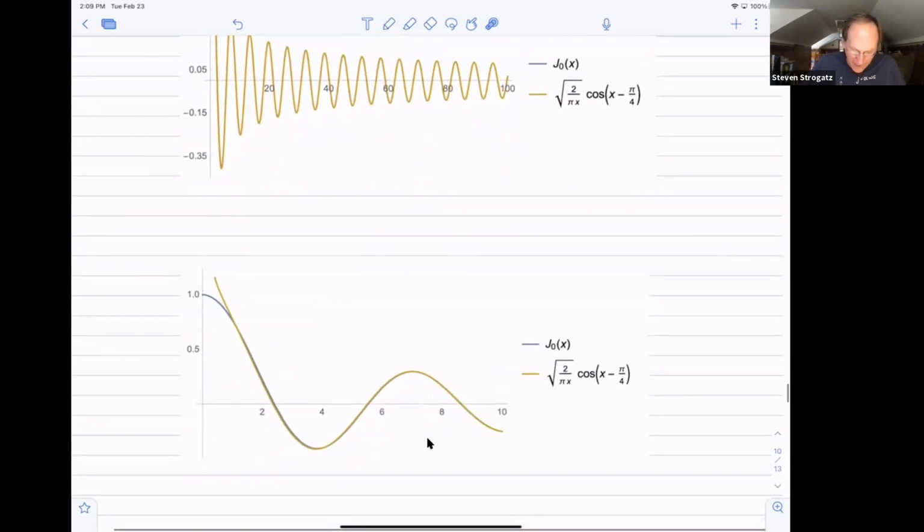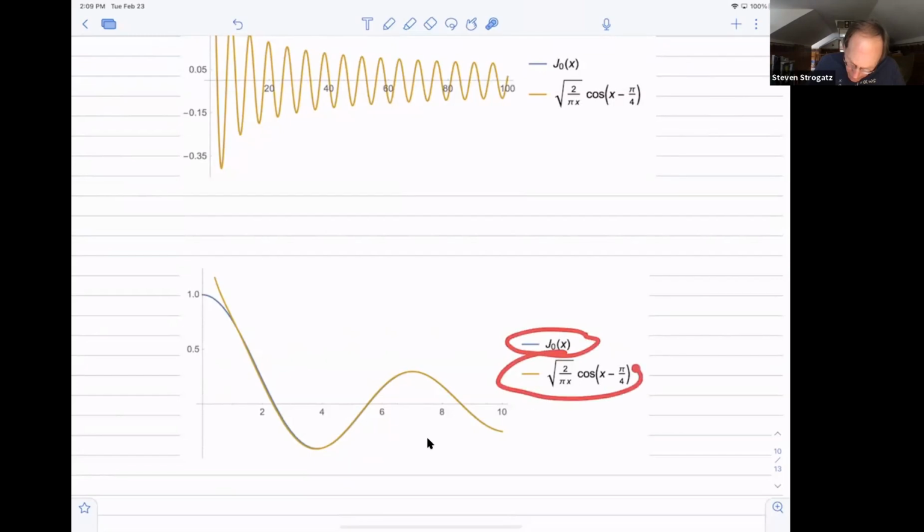Here's what happens if you just go out to x equals 10. So again, you can't really see the blue underneath the orange until now you can, right? There's a little departure because the 1 over square root of x business is blowing up in the asymptotics as x goes to 0, where it has no business. You're not supposed to use the asymptotics as x goes to 0. This is an x goes to infinity asymptotic, whereas the Bessel function is equal to 1 at 0. So they don't agree very well there.